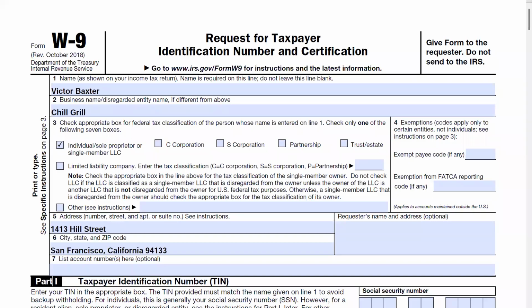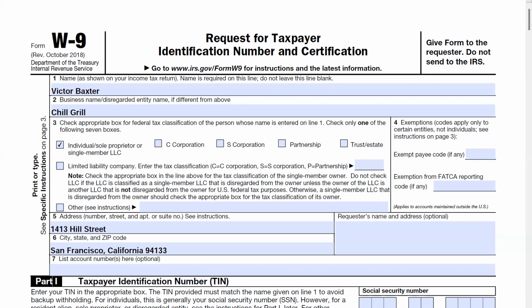Hey, family. One of the number one forms that I am asked how to fill out by business owners, new and seasoned, is the W-9 form. So, in today's video, I'm going to walk you through how to fill out a W-9 if you are an independent contractor filing as an individual, which is also known as a sole proprietor, or a single member LLC.